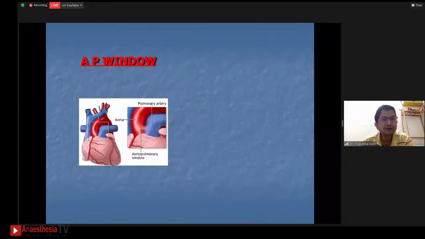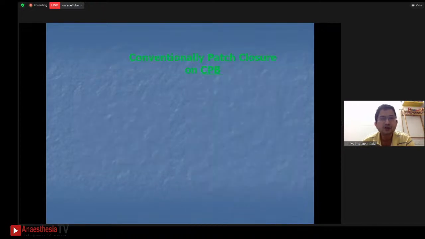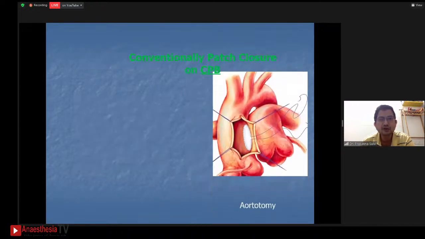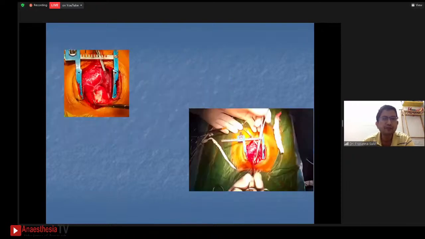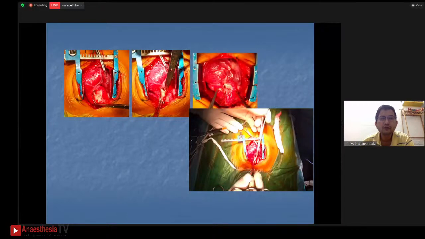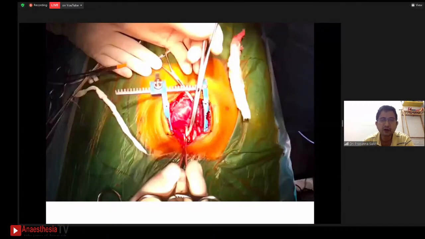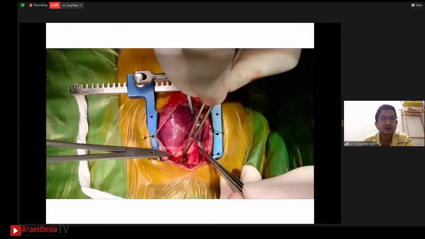As I said, AP window is where there's a small communication between the aorta and the pulmonary artery. Conventionally, we do a patch closure on CPB, where we take an incision over the window. But what we have done now is put clamps, taking care that we are far away from the aortic annulus, and we do it off pump. We have tried this in all our cases, even in neonates, and we have got wonderful results. So there's no need to put the patient on cardiopulmonary bypass.